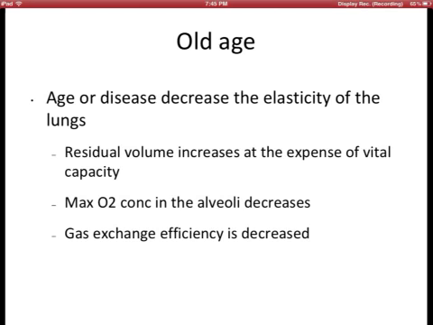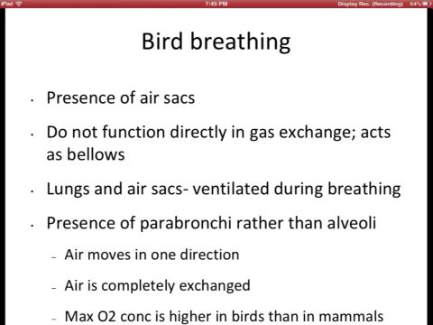Ang nangyari is that the maximum O2 concentration in the alveoli, they decrease. Gas exchange efficiency is also decreased kasi nagmi-mix na yung waste gases with the O2 that you just have taken in. Okay? So, we'll end this up with bird breathing, presence of air sacs.